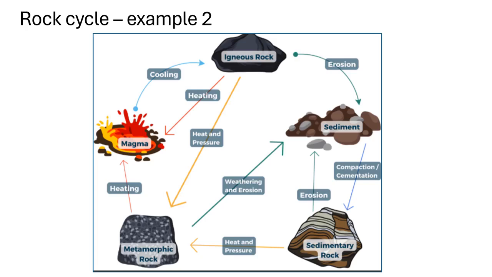Looking at the igneous rocks, when igneous rocks touch the mantle, they can become magma. So there's a sub-cycle here. When this magma cools down, it forms igneous rocks. And when igneous rocks undergo an immense amount of heat and pressure, an igneous rock can become a metamorphic rock.